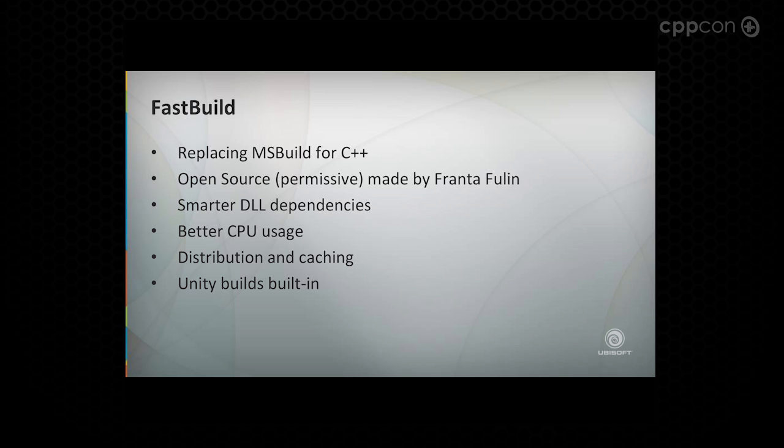FastBuild is not bringing anything that new to the table for us, but it contains a bunch of utilities and tools that we were using before as solutions for compilation time. So what is FastBuild? For us, it's replacing MSBuild for C++. So it's really a makefile tool like BoostJam or gmake. It's open source, and it's made by Franta, who is working at Ubisoft Montreal today.